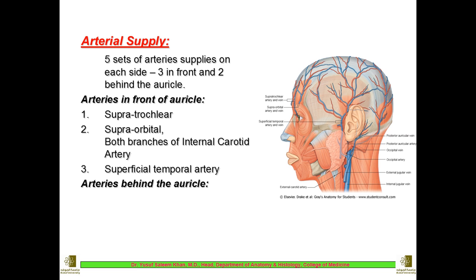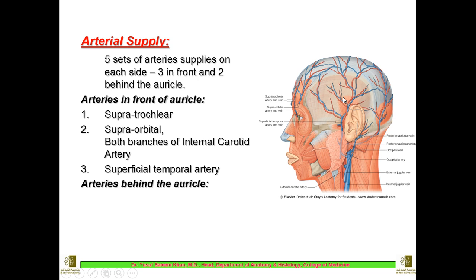Then the third artery which will be supplying the scalp will be the superficial temporal artery. This is the superficial temporal artery which will be supplying. This is the terminal branch of the external carotid artery, which will be supplying the scalp. So this is one of the 2 terminal branches of the external carotid artery.